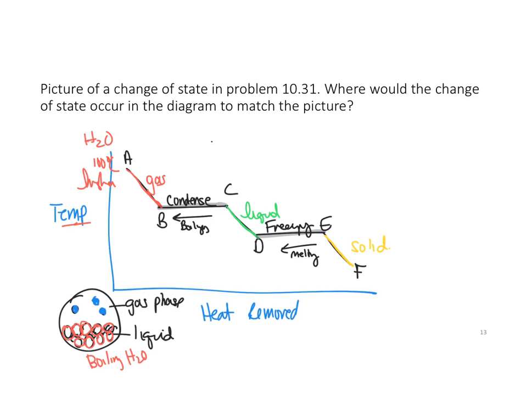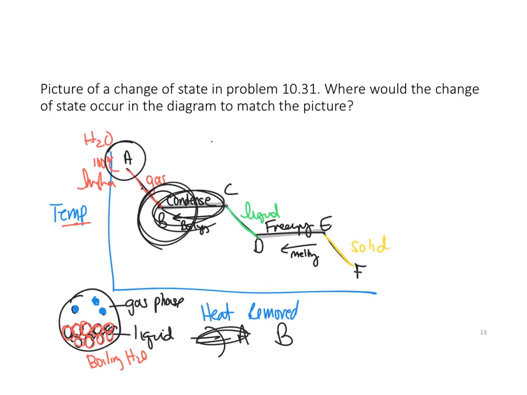Well, anyway, what change of state would occur in the diagram to match the picture? So this would be going to the gas phase. So this would be all gas, so this would be A. Or actually it would be B, because you're right there. So you have these three gas molecules, but most of it is the liquid, so that's the process.